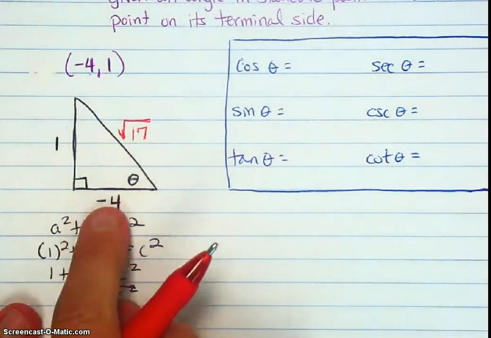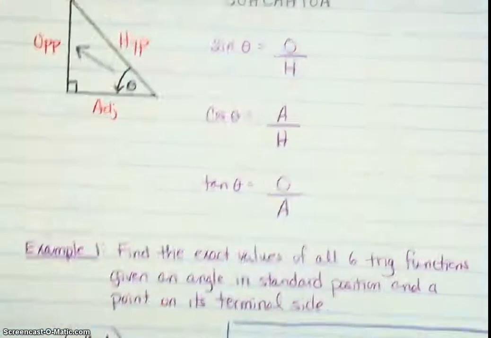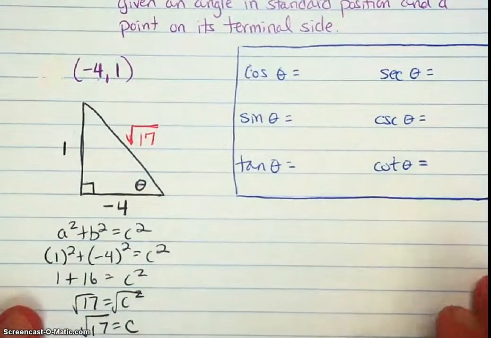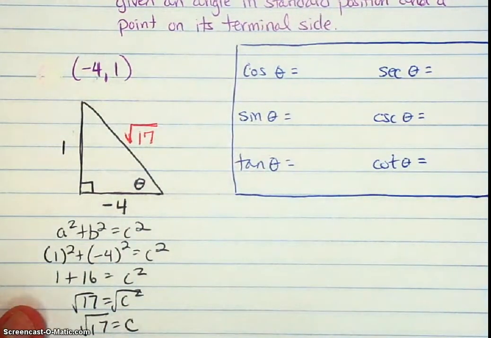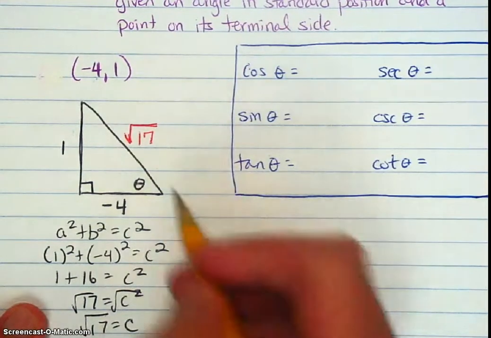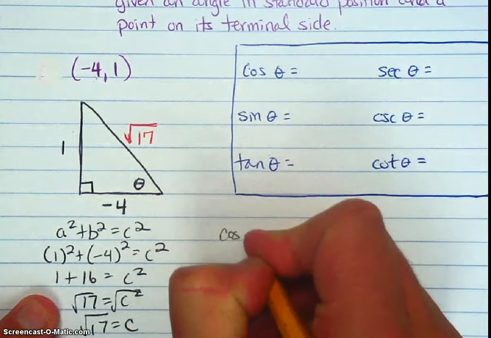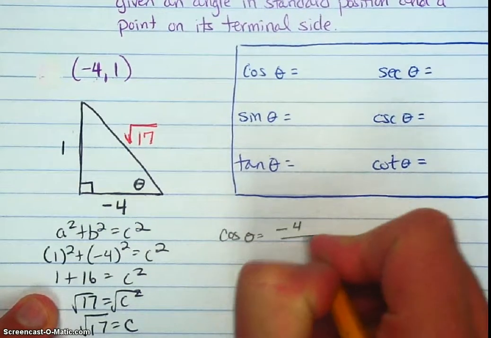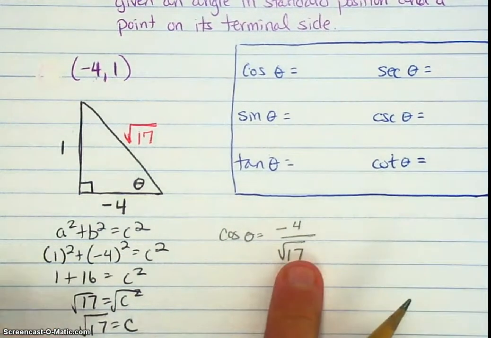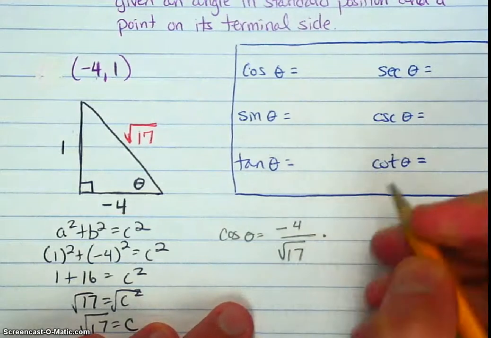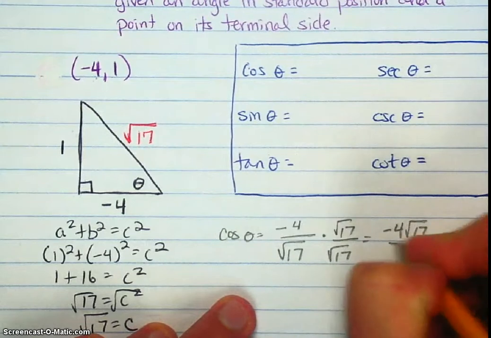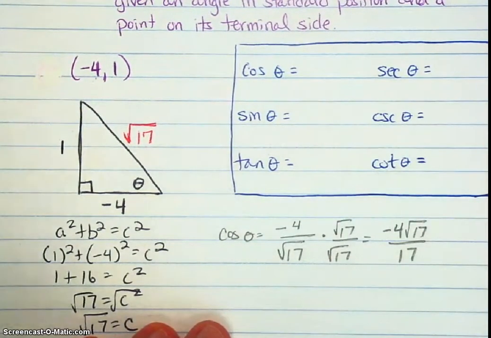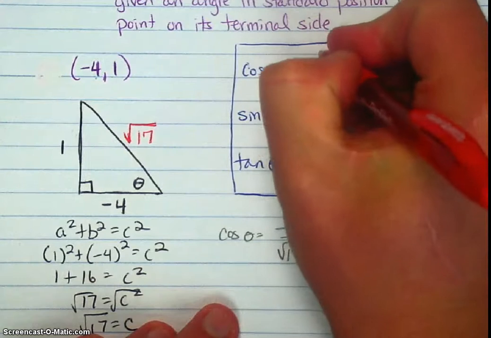Now, if I know all 3 sides of a right triangle, then I can use my SOHCAHTOA ratios. So to find the cosine, that is the adjacent over the hypotenuse. When I do adjacent over the hypotenuse, we get a radical in the bottom, which means I have to multiply by the square root of 17 to simplify it, and we get negative 4 radical 17 over 17. That is my answer for the cosine.